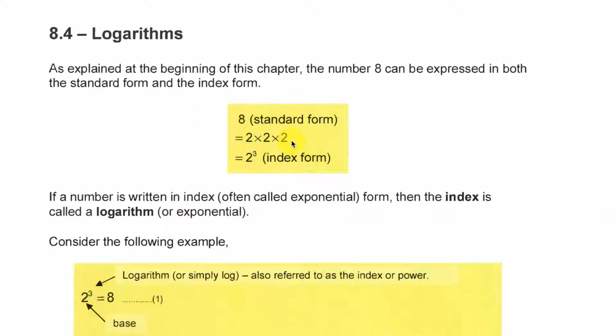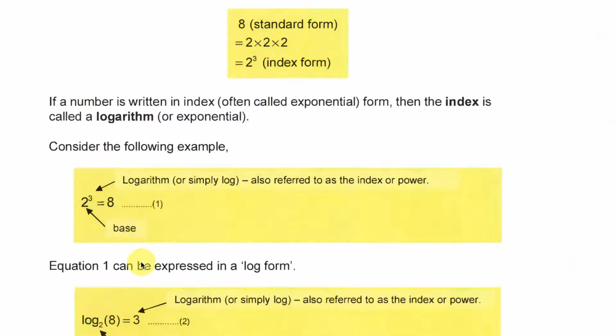Just a reminder again, here we've got the number 8, and I can rewrite that as being 2 times 2 times 2, or in other words as 2 to the power 3. Now when it's written as this 2 to the power 3, we refer to that as being index form, whilst the number 8 itself is just in that standard form. When we've got an index form, 2 to the power 3 equaling 8, we refer to the 2 as being the base and the 3 as being the index or the logarithm.